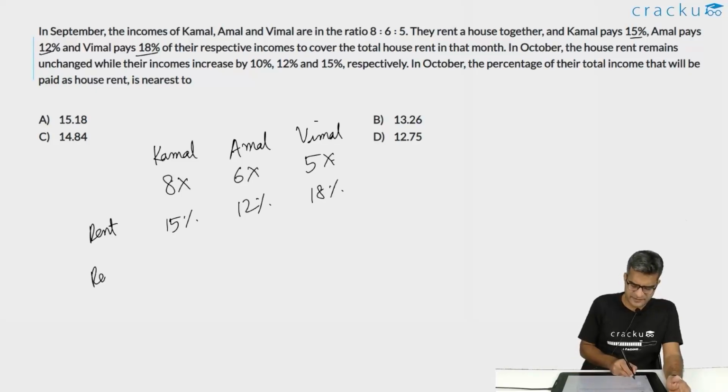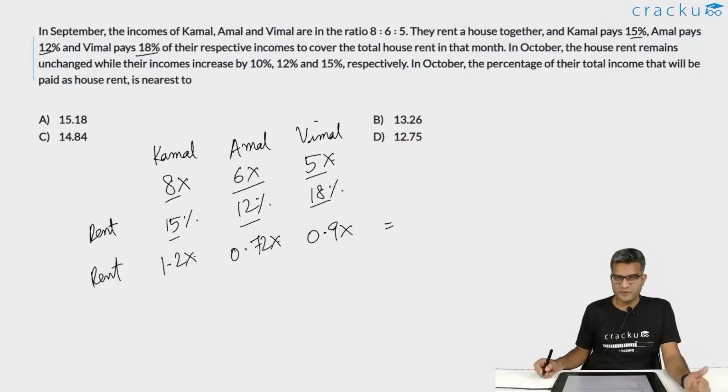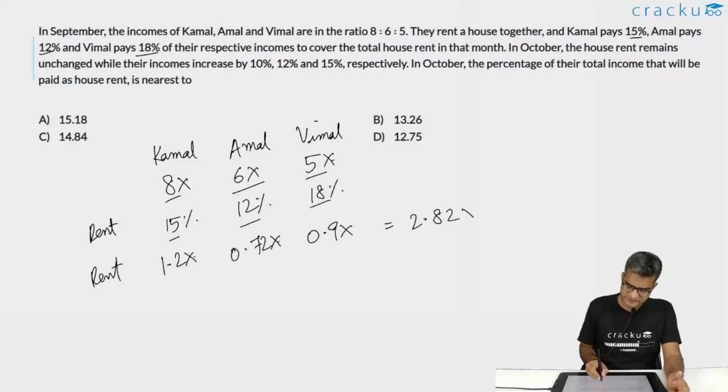So what is the amount paid by Kamal? It is 8x into 15%, which is 1.2x. Amal is 6x into 12%, which is 0.72x. And Vimal is 5x into 18%, which is 0.9x. So the total rent is 1.2x plus 0.72x plus 0.9x. This is equal to 2.82x.